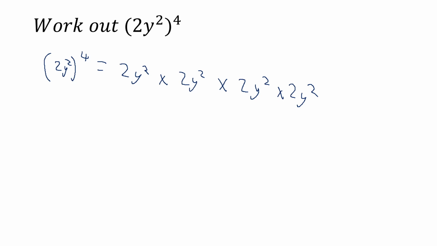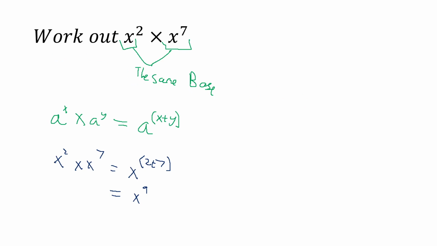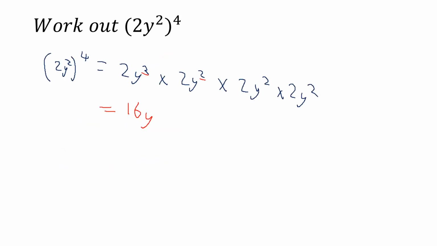Yeah? So now, remember what we said before. First and foremost, what is 2 times 2 times 2 times 2? It is equal to 16. And then we have our y's here, so it's going to be 16y. And how many do we have from the previous rule? Remember, we added here, so we need to add here as well: 2 plus 2 plus 2 plus 2. Well, that's the same as y to the power of 8.